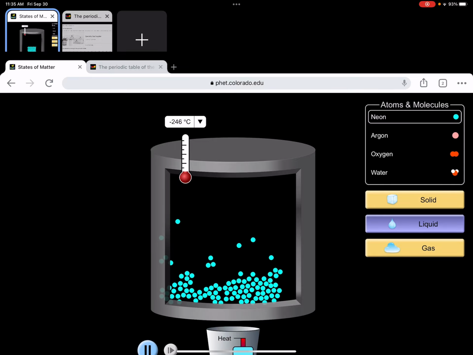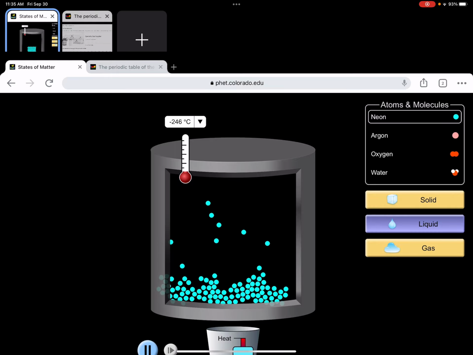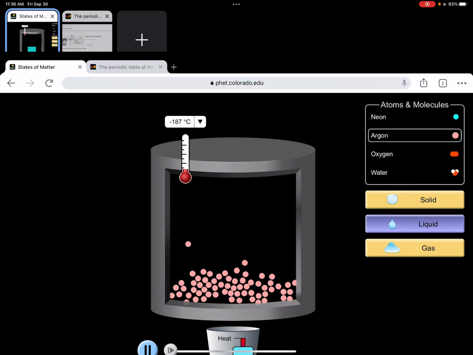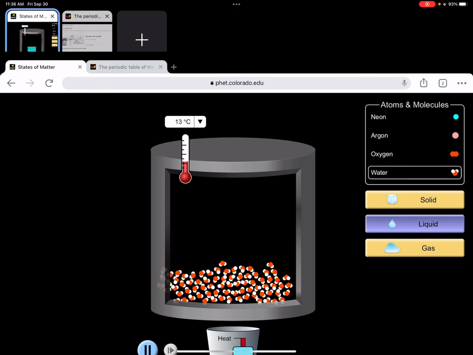You'll notice that neon right here, if you notice the temperature, it's quite cold, negative 246, as a liquid. So at room temperature, it doesn't want to be a liquid. You notice argon, again, quite cold to be a liquid. Oxygen, quite cold to be liquid. And then you've got water, and water at room temperature is a liquid.